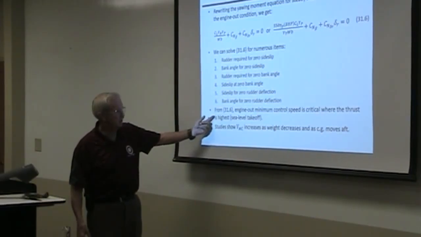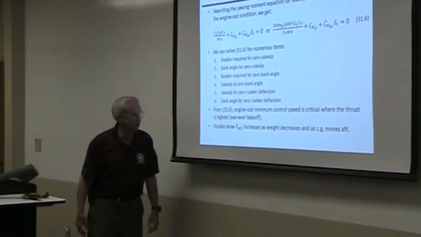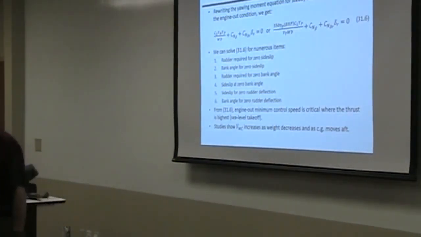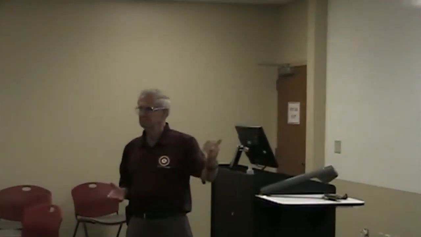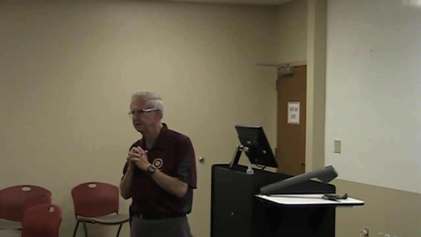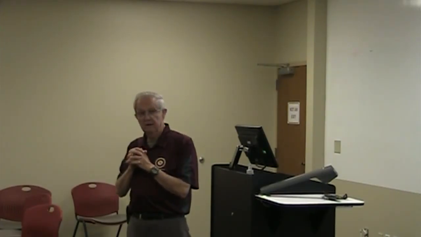Well, from the engine out, minimum control speed is critical where the thrust is the highest. And for a normally aspirated reciprocating engine, like these airplanes out here on the line, multi-engine airplanes, this Piper Seminole, the thrust is the highest at sea level. Well, how are you going to test at sea level? You're not going to want to fail an engine right off the water out here, because you'll probably make a big splash. It'll hit the water before you can do anything.